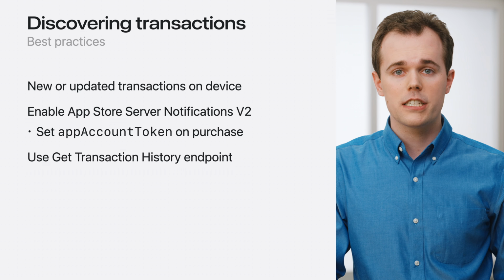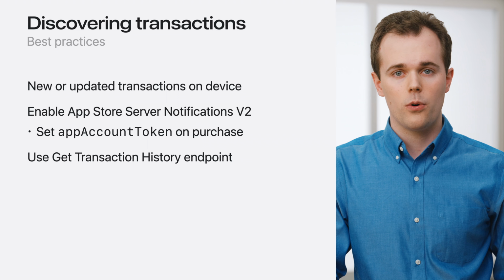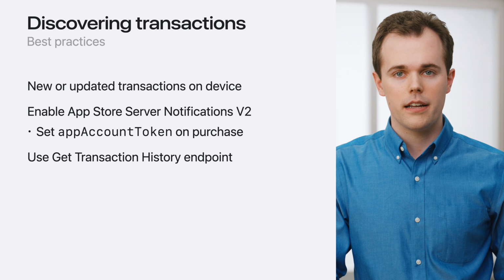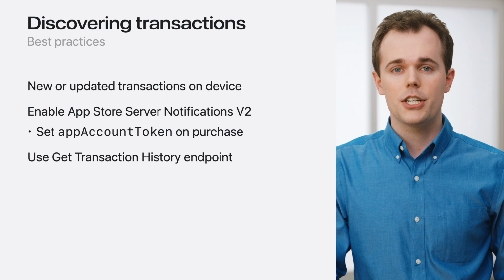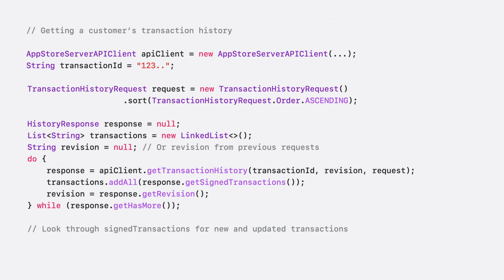Alternatively, if you have reason to believe you missed a purchase, you can use the Get Transaction History endpoint of the App Store Server API to get the customer's history and check for any missed transaction updates. Here's an example of how to call the Get Transaction History endpoint using the App Store Server library. Here, I have my API client, as before, and I assume I have a transaction ID belonging to the customer. I can use any single transaction ID of the customer to fetch their full transaction history.